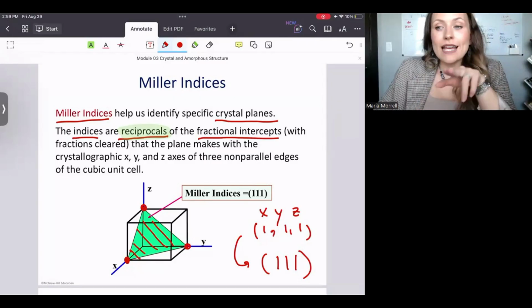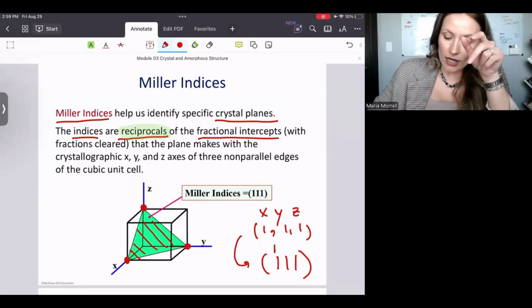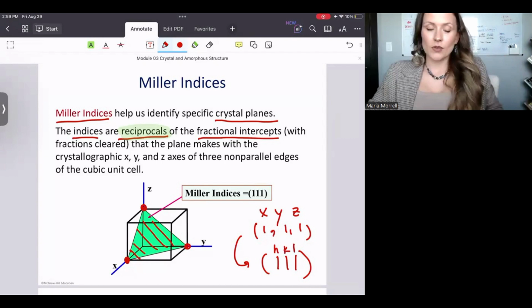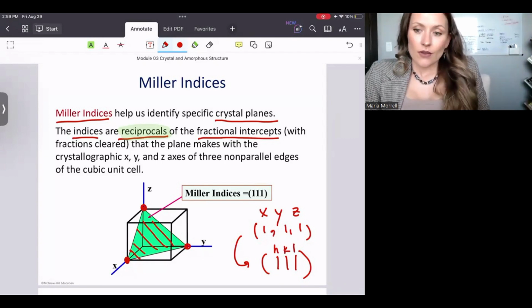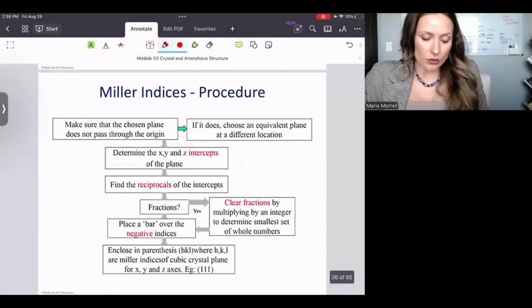And those are not x, y, z anymore. Those are h, k, and l. Okay, I'll have a slide that will go over that point too.